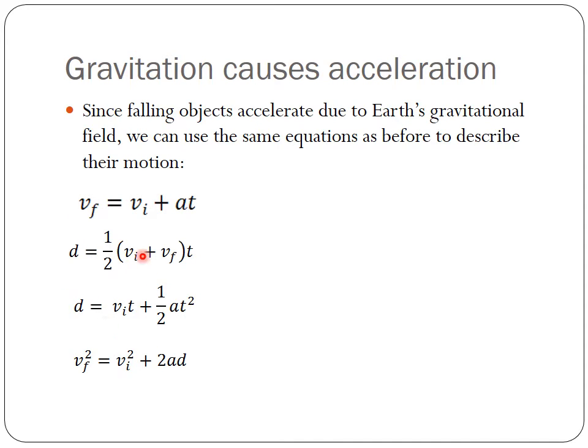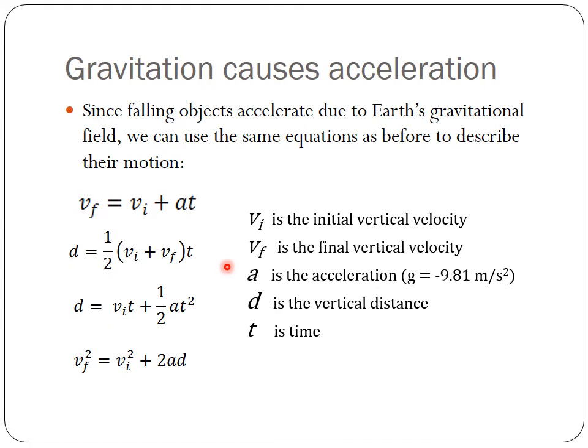All four of these. They're on the equation sheet, so you don't have to memorize them. You do have to know what these symbols stand for. VI and VF stand for initial and final velocity, but now they're going to mean vertical velocity instead of horizontal. A is the acceleration, which for vertical stuff is always going to be the acceleration of gravity, which is negative 9.81 meters per second squared. D is the distance, but now it's the vertical distance, or the height. And T is time.